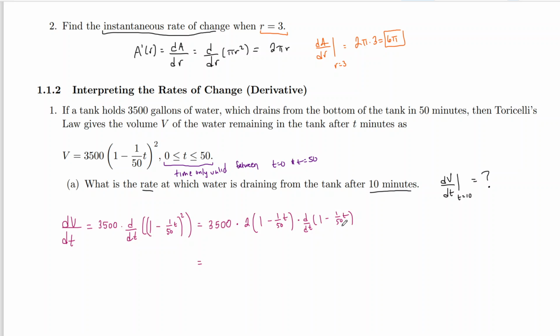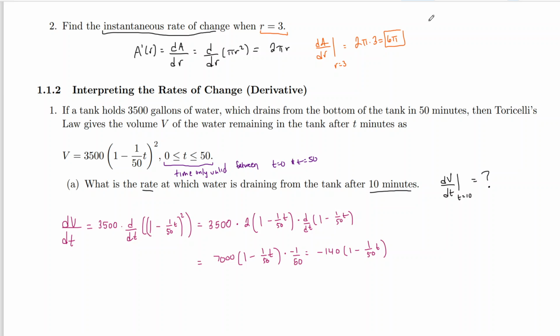And that's not too bad of a derivative because it's just the number, which is 0, and the derivative of a number times t is itself. So this is just negative 1 over 50. So up here we got 3,500 times 2 is 7,000, parentheses 1 minus 1 over 50t. And this derivative we just figured out is negative 1 over 50. And negative 1 over 50 times 7,000, if you do that out, you actually get negative 140. It works out perfectly. And you still have this 1 minus 1 over 50t inside.